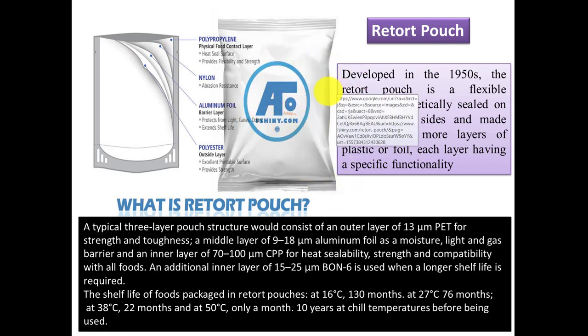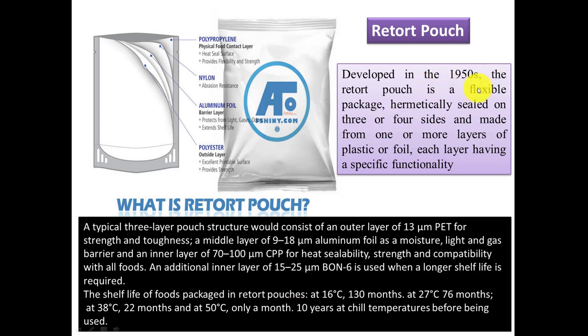And if you are using the retort pouch, what is the beauty? Let me tell you. The shelf life of the packaged food in the retort pouch, if you keep it at 16 degrees centigrade, then you can achieve a shelf life of 130 months. At 27 degrees, 76 months. At 38, 22 months. At 50 degrees, only a month. And if you keep it at chill temperatures before being used, you can keep the product for 10 years. This is a real figure. It was developed in 1950.